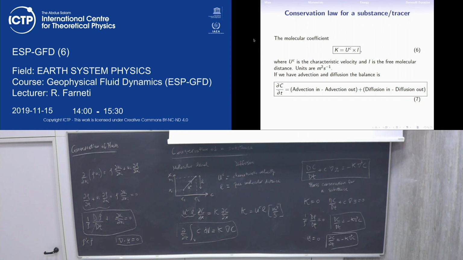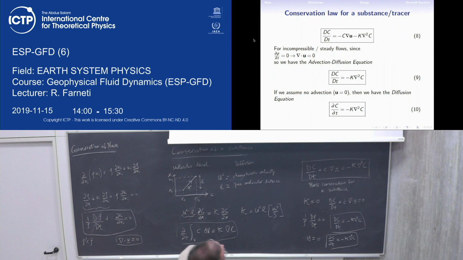In order to reach this, the total rate of change of the concentration is advection in minus advection out, what we did on the board before, plus diffusion in, diffusion out. If you have some d by dx of this, then you get the Laplacian. So one plus the other: you get the advection term and the diffusive term. For incompressible fluids, that is equal to 0. And so you get the advection diffusion equation, equation number 9. And if you assume no advection, then u is equal to 0, and you just have the diffusion equation.